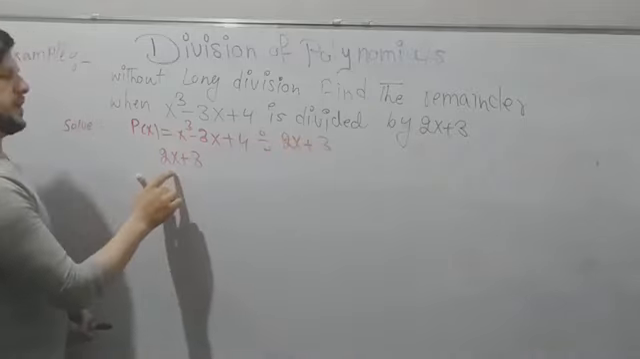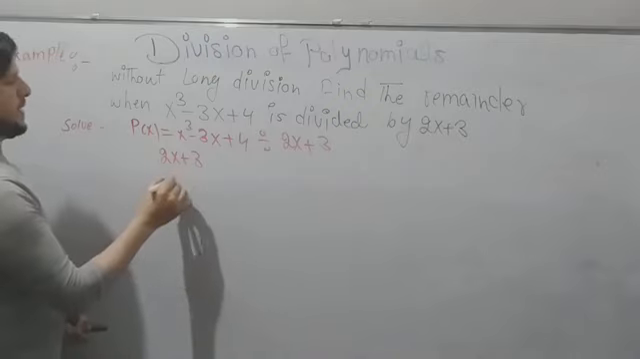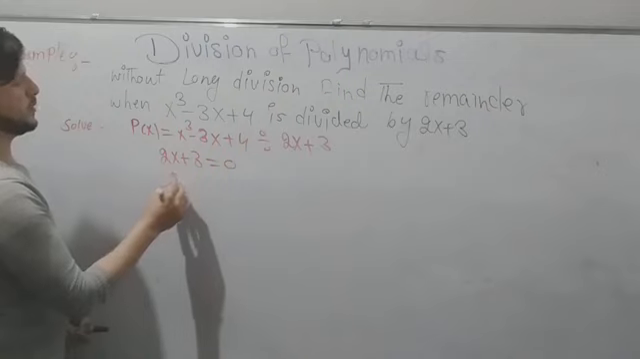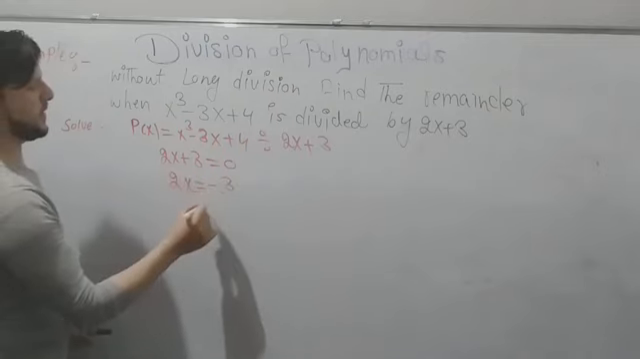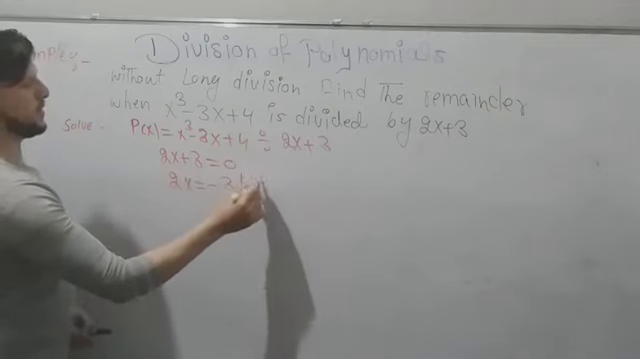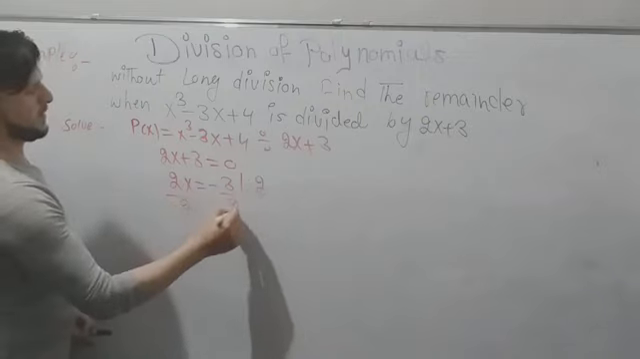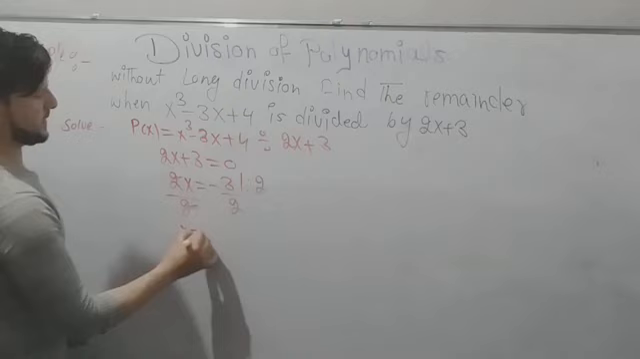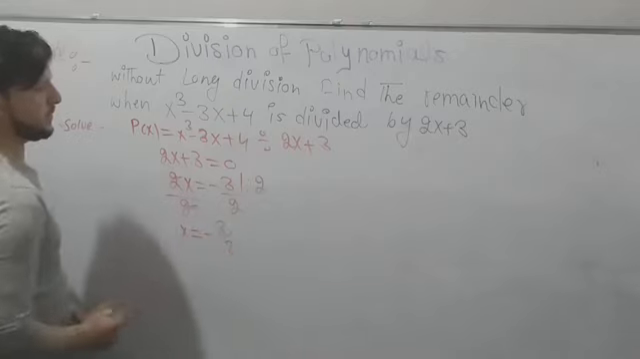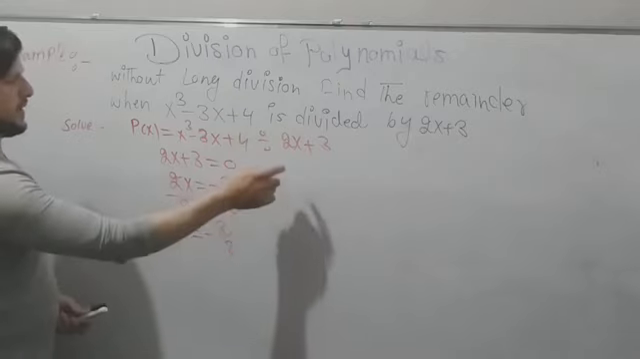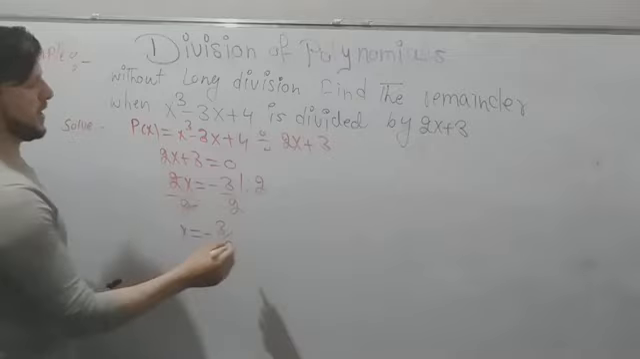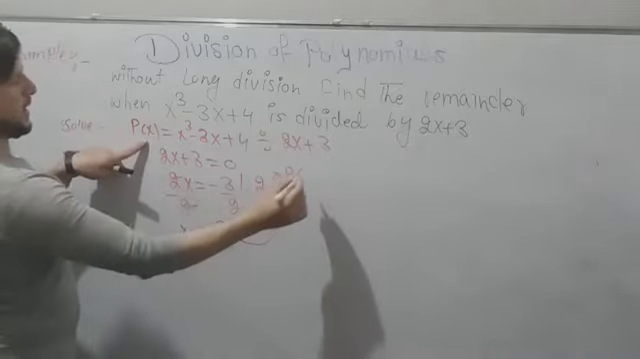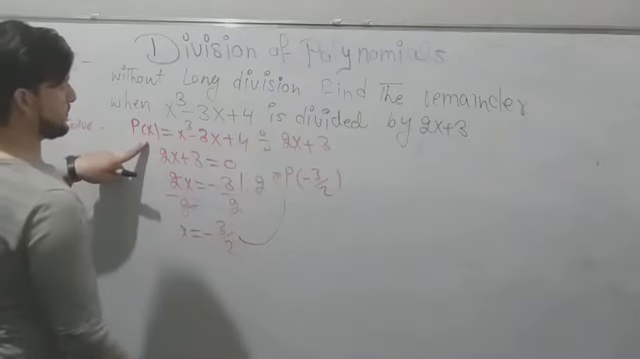It means it is divided by 2x plus 3. So first find x. Here you can put it equal to 0: 2x is equal to negative 3, and divide both sides by 2, the 2 with 2 is cancelled. So the answer is x is equal to negative 3 over 2. Now put this value in this polynomial. It means find p of negative 3 over 2.